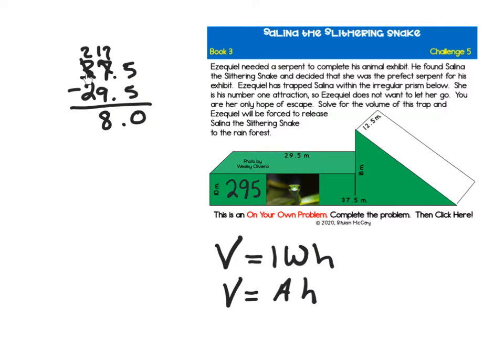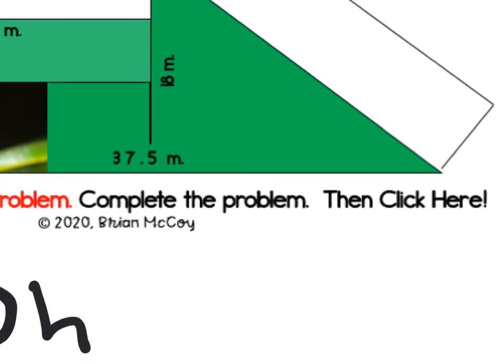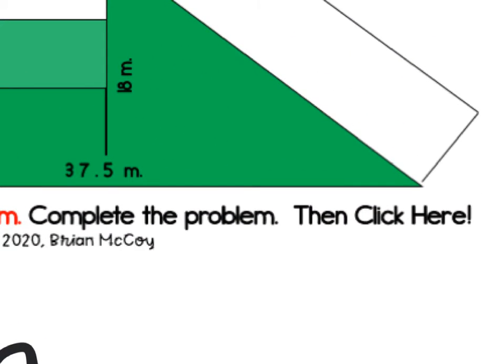And right here we have it. 37.5 minus 29.5 will give us exactly 8. So this base along here is 8. So we can plug that in there. And let's just write this, how about in white? So we're going to just go 8.